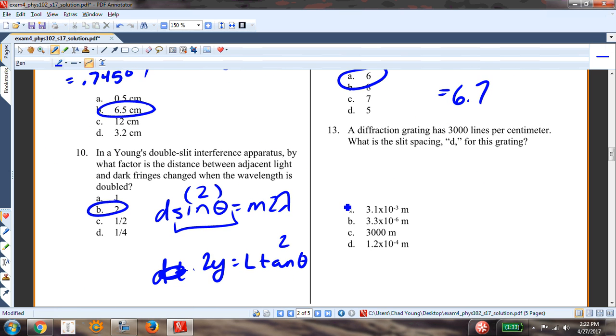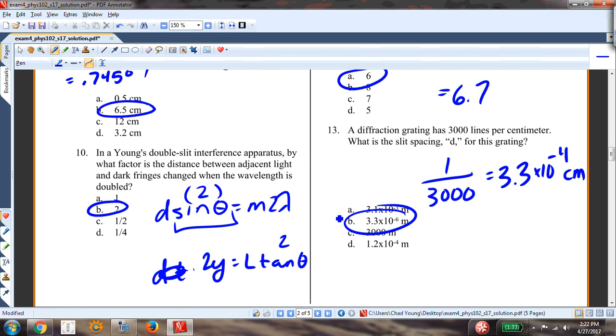Here I have 3,000 lines per centimeter. What's the slit spacing? So I just say 1 over 3,000. That'll give me the number of centimeters per line. And that is 3.3 times 10 to the minus 4. But this is in centimeters per line. I want it in meters, so I'll move that decimal place over 2 places.